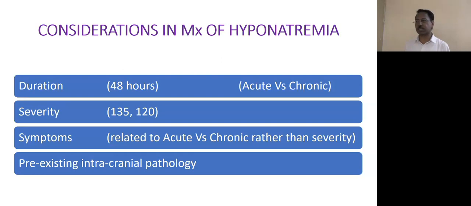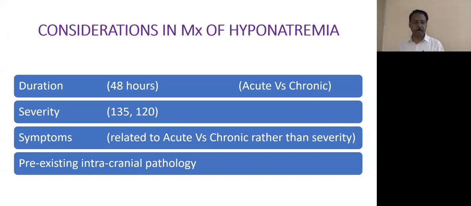Number one is the duration, whether it's acute or chronic. That's something that we need to keep in mind. The cutoff line is 48 hours. Anything less than 48 hours is acute, more than 48 hours is chronic. We are looking at the severity of hyponatremia. 135 to 130 is mild, 130 to 120 is moderate, and less than 120 is severe. So the more severe, you need to give it importance.